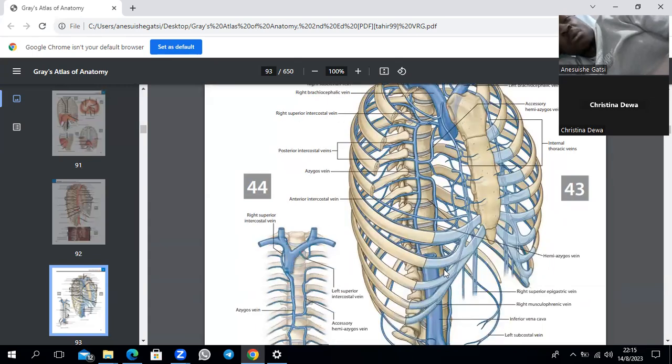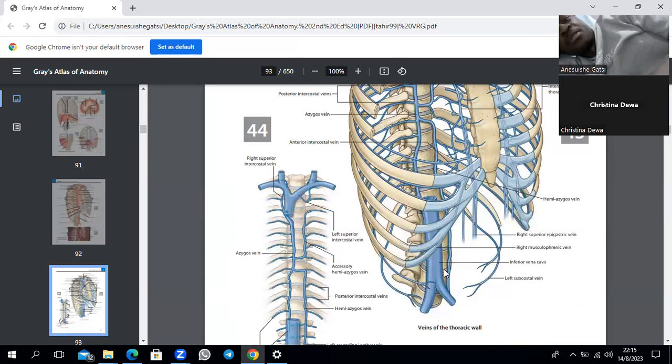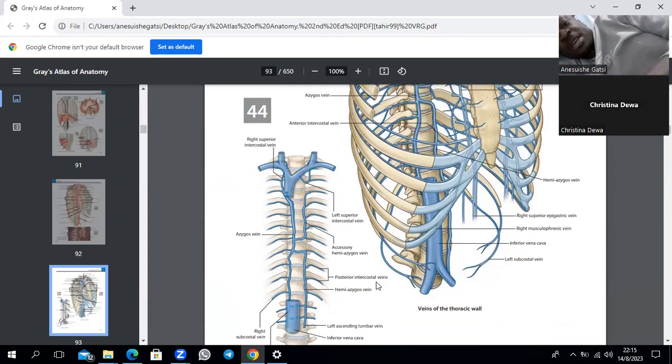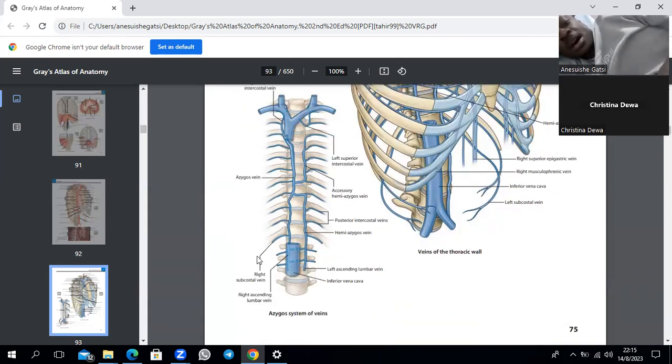So I think there's somewhere where they should start lower down here. Right. So let's use this picture here. Okay. Here, a right subcostal vein and a right ascending lumbar vein join to form the azygous vein. The corresponding veins on the left, that is the left ascending lumbar vein and left subcostal vein, also join to form another vein called the inferior hemiazygous. That inferior hemiazygous drains into the azygous opposite T8.